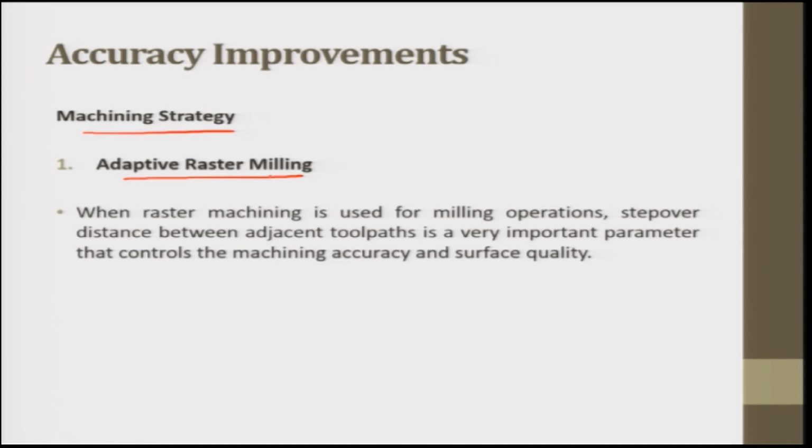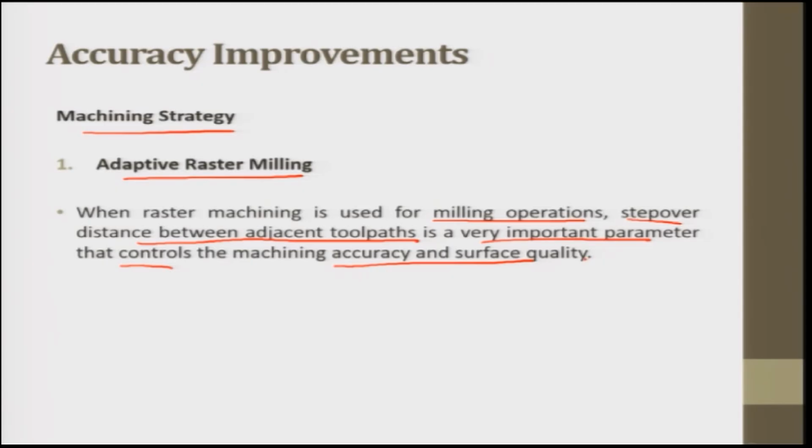Adaptive raster milling. When raster machining is used for milling operations, step over distance between adjacent tool paths is a very important parameter that controls the machining accuracy and surface quality. It is known that higher accuracy and surface quality require a smaller step over distance and vice versa. So, step over distance becomes an important parameter here. So, this is adaptive raster milling.